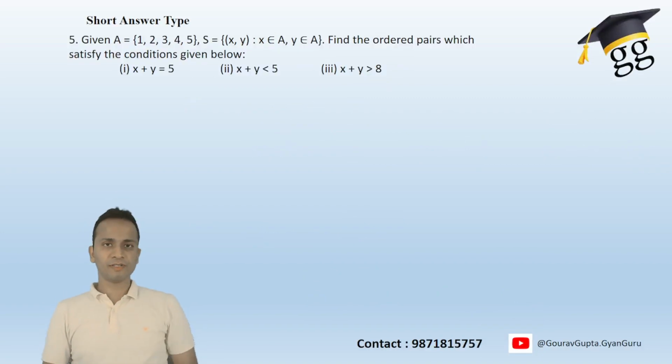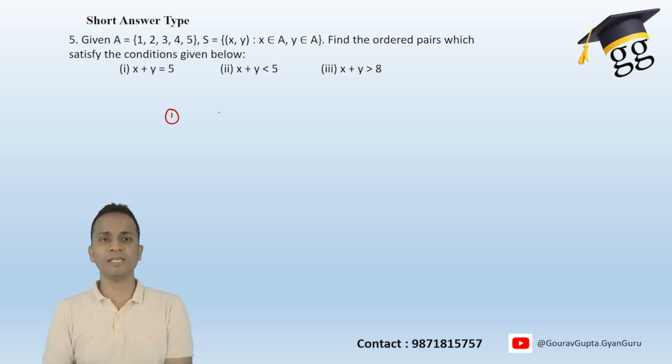Now as we move on to the next questions, the level of difficulty will keep on increasing. It's just that you will have to be slightly careful while writing these sets. In question number 5, you are already given set A and set F is defined as x comma y, where x belongs to A and y belongs to A as well. Now we'll have to find the ordered pairs which satisfy the following conditions.